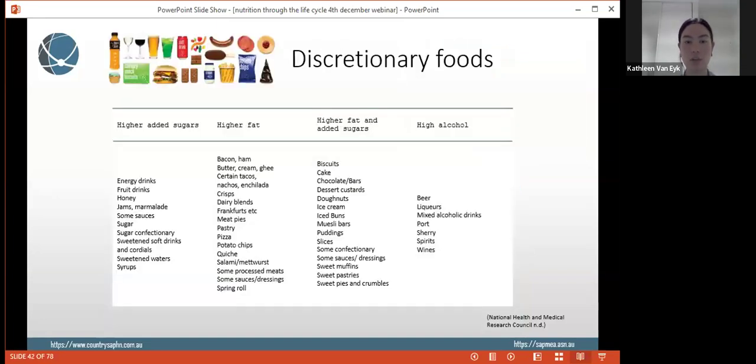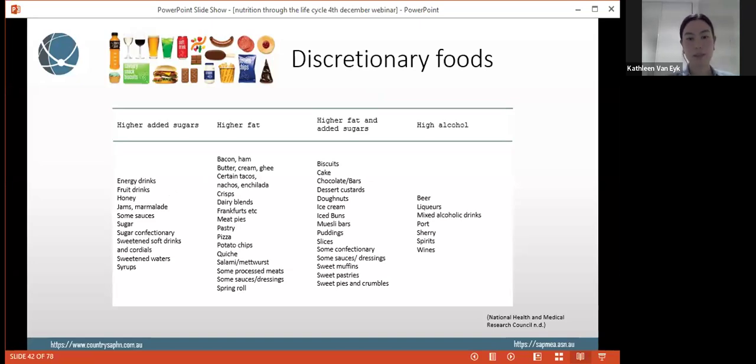Discretionary foods. So we always like to go through this with our patients. It seems obvious, but it's still good to go through these things and give them an idea about how many calories might be in these different types of foods. So we've got our higher added sugar foods there, so things like fruit juice. Even if the juice is a no added sugar one, that might be a bit better, but it's still quite concentrated in sugar. When you juice the fruit, you lose all the fiber. So we prefer that you have the fruit fresh.